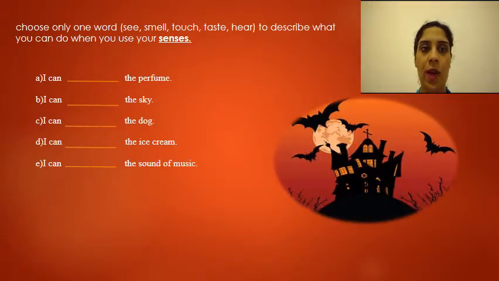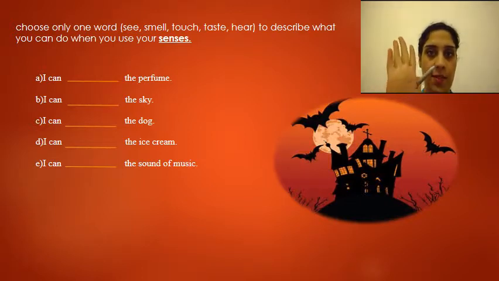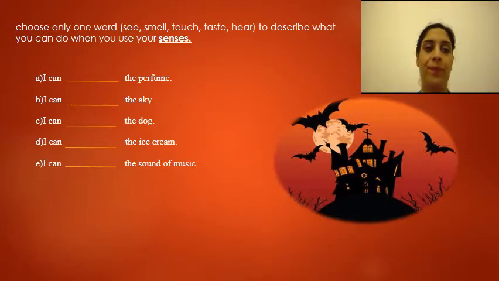Regarding this question, we have to choose only one word, whether smell, see, touch, taste, or hear, to describe what you can do when you use your senses. There are 5 senses. Remember them. Now, I can blank the perfume. What can we do to the perfume? We smell the perfume. We use our nose to smell the perfume. We will write the word smell.